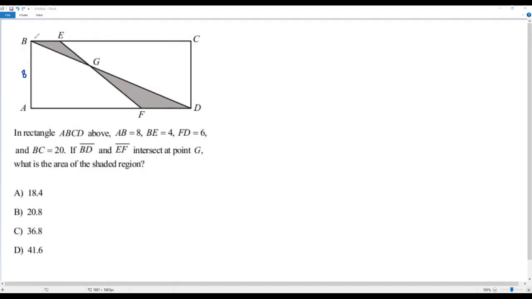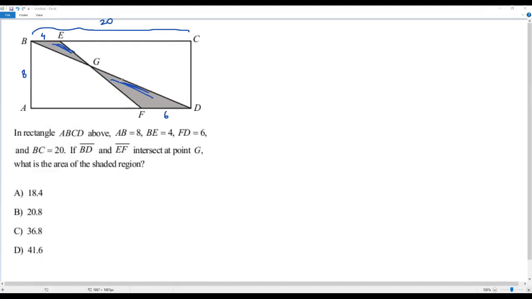we have the length for this line segment BE, that is 4, and we have the length for this line segment FD, that is 6. And also we have the length for the side of the rectangle BC over here. Its length is given, that is 20. Using this information, we have to get the area of the shaded region over here.